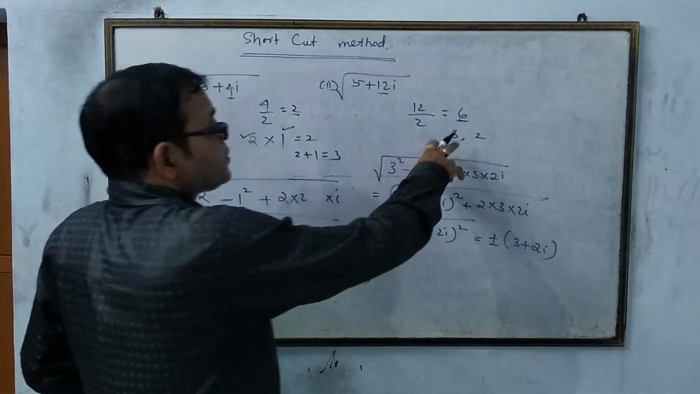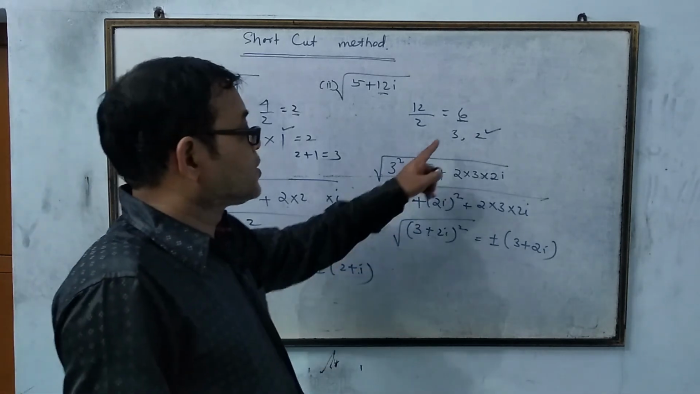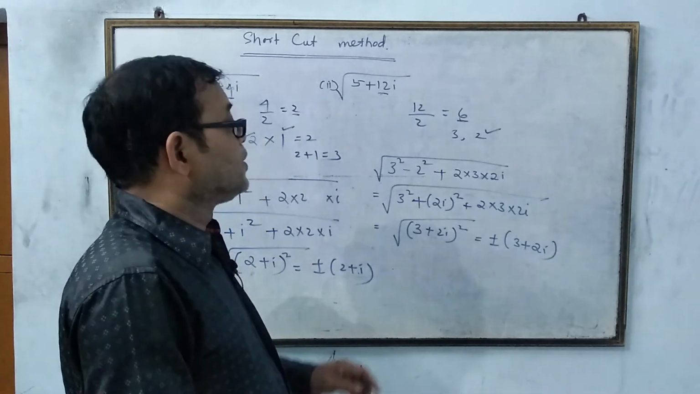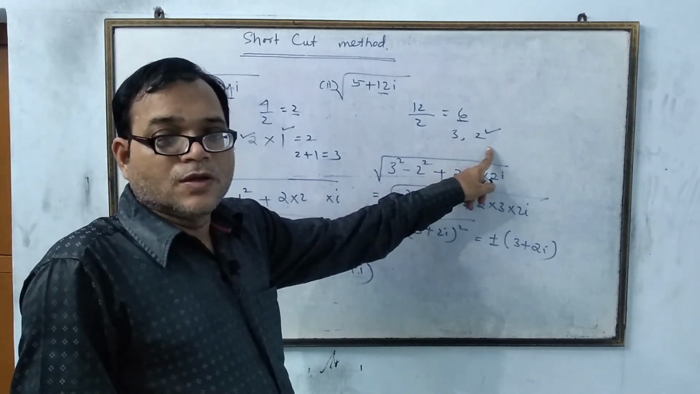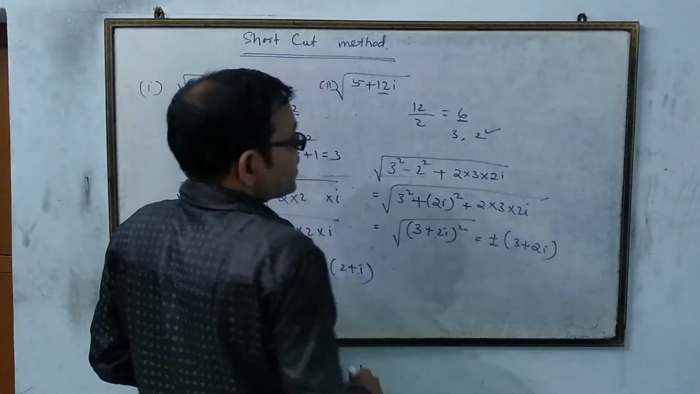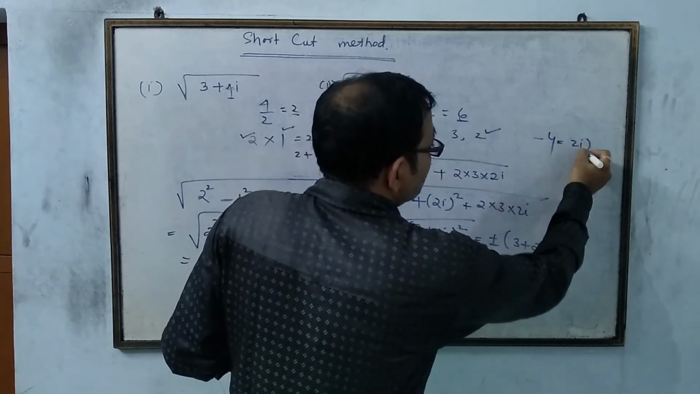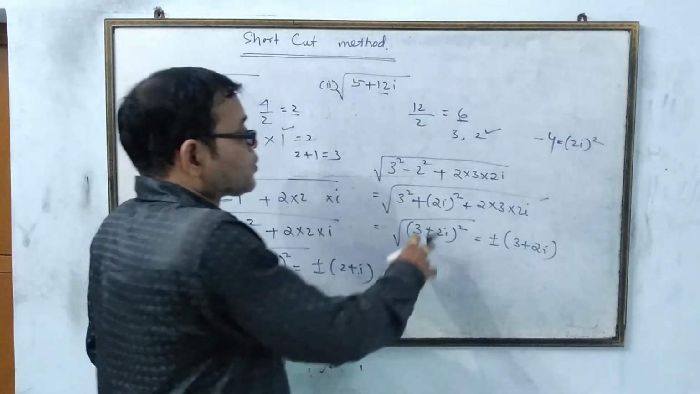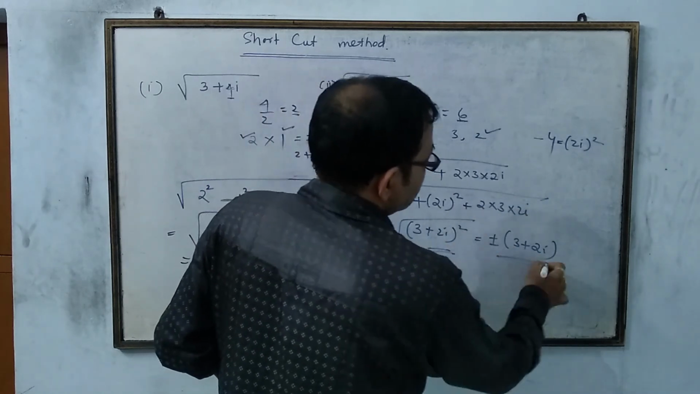How have we done it? 12 by 2 is 6. The numbers which multiply together should give 6, so 3 and 2. 3 square is 9 and 2 square is 4, 9 minus 4 is 5. 9 means 3 square, minus 2 square is minus 4, and minus 4 is nothing but 2i whole square, because 2 square is 4 and i square is minus 1. I am writing here 2i whole square plus 2 into 3 into 2i. So the answer is 3 plus 2i whole square, and the answer is plus or minus 3 plus 2i.